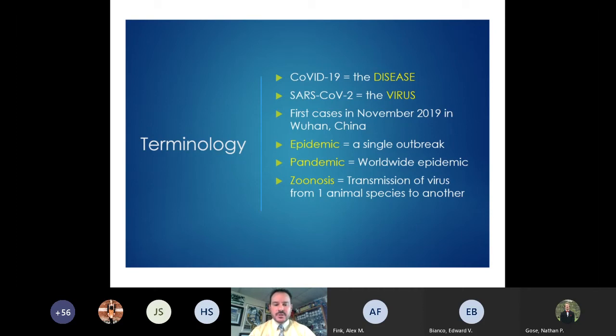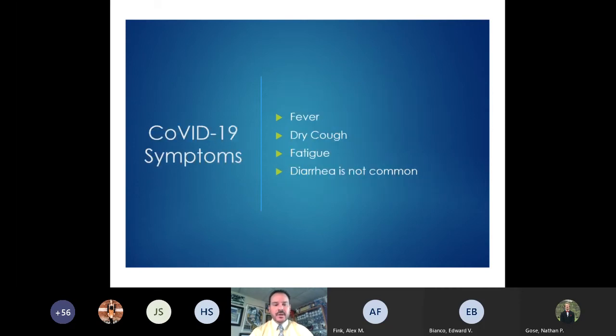And so it's important that, again, we just get some terminology. Words matter. Absolutely, in science, words matter. And so it's important for us to understand the terminology that we're going to be using. So epidemic, pandemic, zoonosis. Okay, so what are the symptoms of this thing?